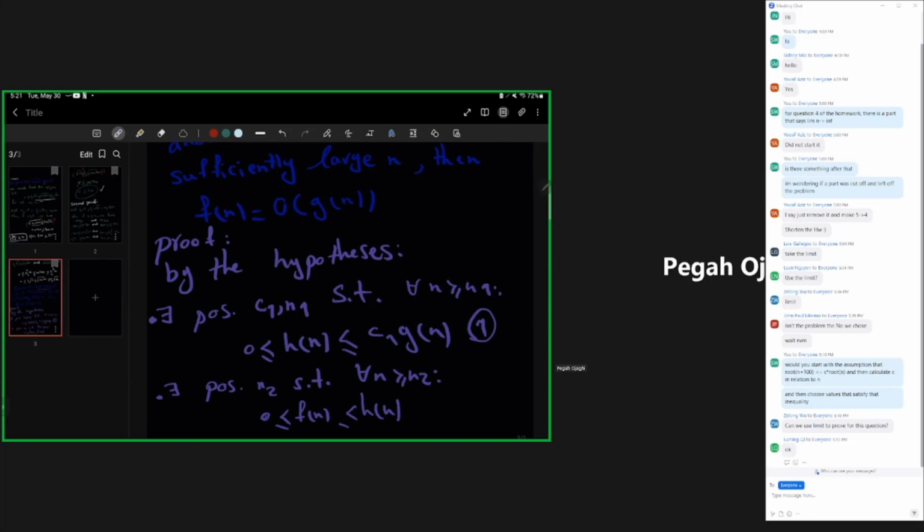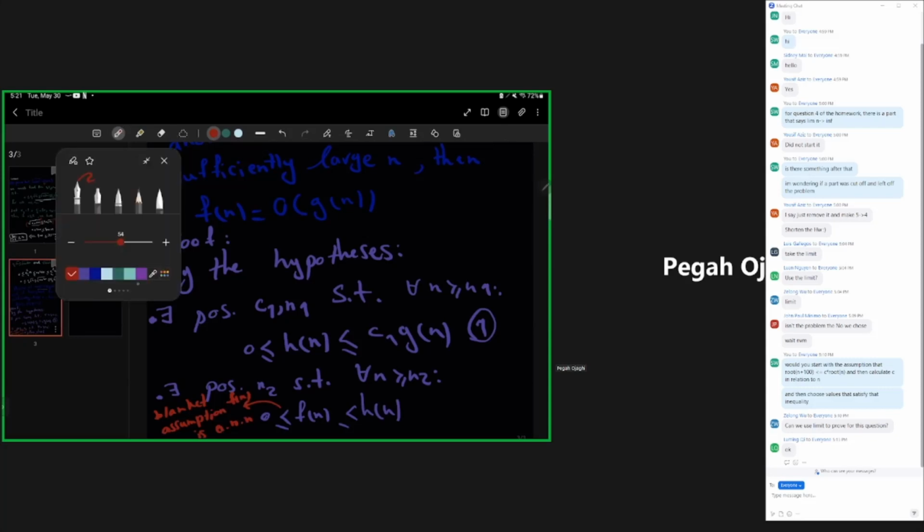In this class, we consider all of the f of n, as I explained earlier, to be asymptotically non-negative values. So this is going to hold all the time. This is the blanket assumption that we have had in the past, and I have it in another class too. We know that f of n is asymptotically non-negative. This is a definition we already know. Okay, now we do have this one. So we do have two.